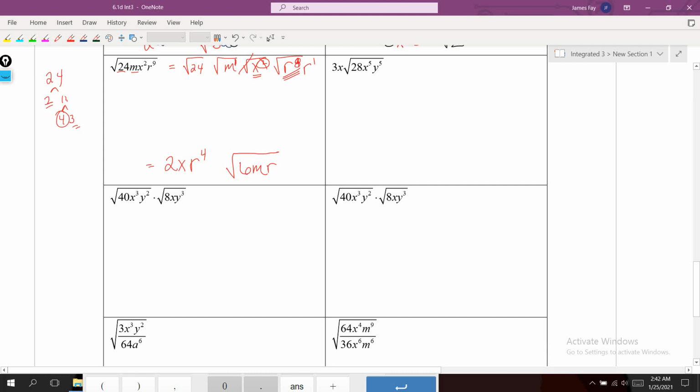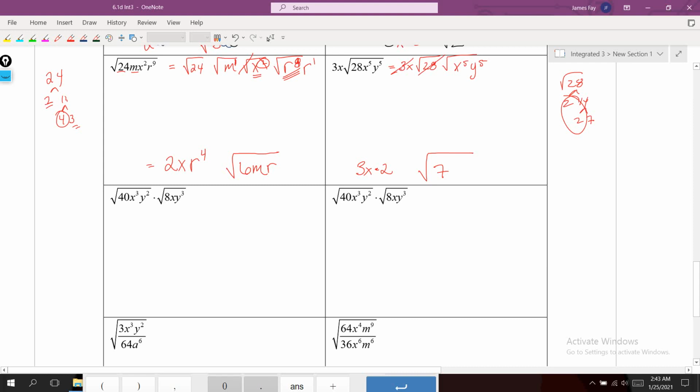This one here has already got some stuff out in front, and there's really no need to let that worry you. When you have an answer when you're done, there's already a 3x out there. So I'm going to break this apart. We'll have the 3x already out there. We've got radical 28 and radical x to the fifth, y to the fifth. So dealing with the 28, 2 and 14, 2 and 7. So a 2 can come out, and a 7 will stay underneath. So I'm done with the 28. That 3x is already out there.